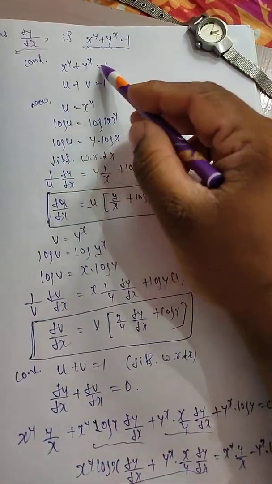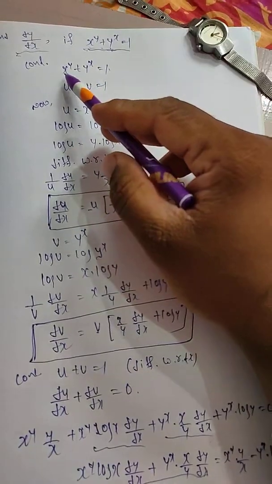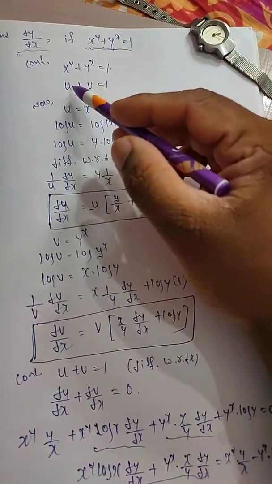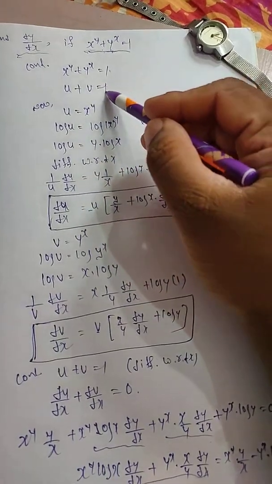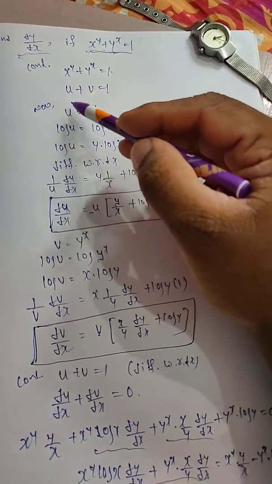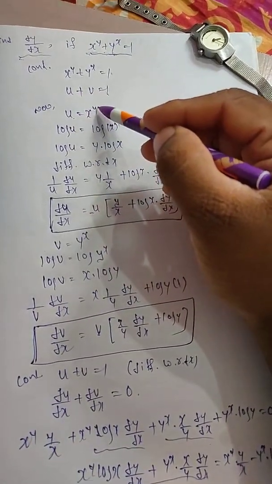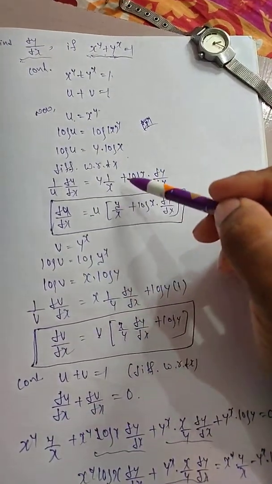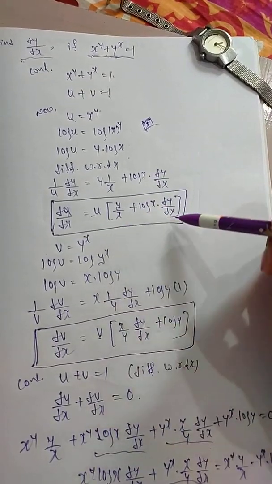So we can't differentiate this function directly, and we can't apply the log for this problem directly. So you want to consider this one, u plus v is equal to 1. Now if you consider u is equal to x to the power of y, now you can apply the log on both sides, applying the third property. After the differentiation we come with this step.